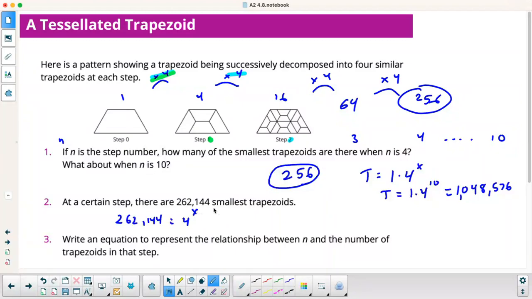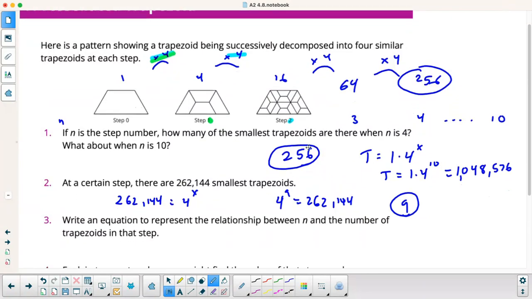So the only real way that we have is to kind of trial and error it. So just start taking 4 and raising it to different powers and see what you get. 4 to the 5th is 1024. 4 to the 7th, 16,384. 4 to the 8th, 4 to the 9th. 4 to the 9th works, okay? So I just kind of trial and errored. 4 to the 9th will give me what we're looking for. So the answer is 9, step 9.